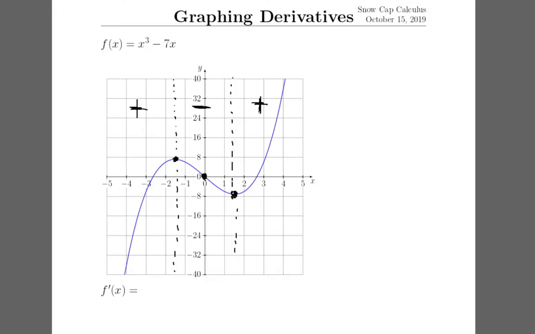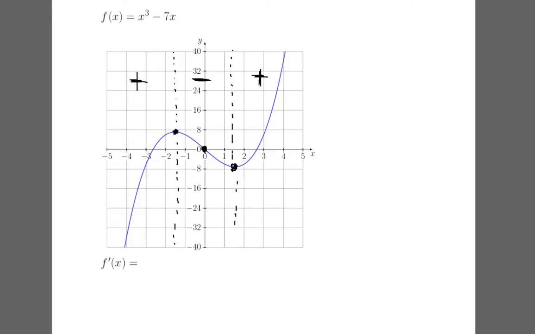So let's just go ahead and calculate that derivative. We have x cubed minus 7x, so just a power rule. That'll give us 3x squared minus 7. All right, so the points at which this is 0.